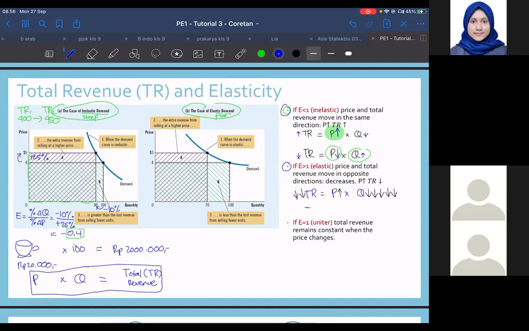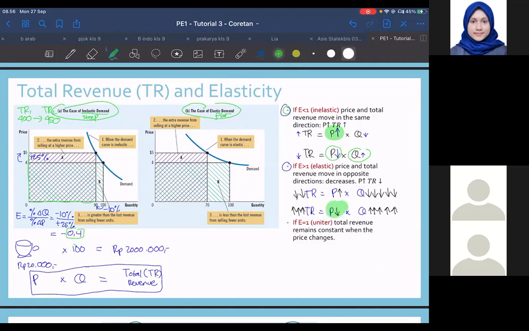Meanwhile, if a producer chooses to decrease the price of that good, since the good is elastic, the quantity demanded will increase by that much. So it will impact the total revenue to be increased also. So which policy should be taken by the producer whose good is elastic? The answer is decreasing the price.